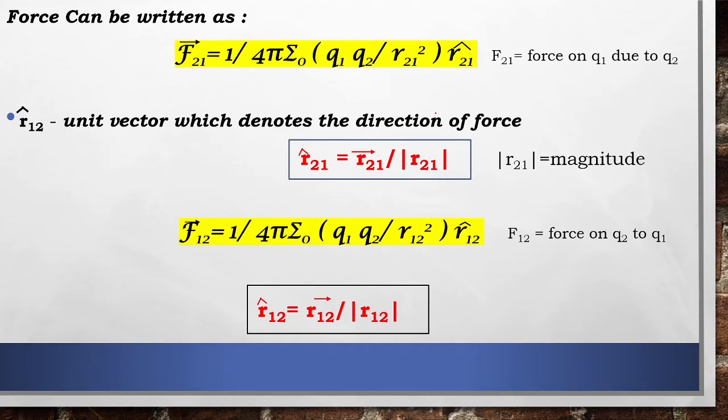This is the diagram. From this we are going to write the force in vector form. Force F21 is equal to 1 by 4 pi epsilon 0, Q1 Q2 by R21 square, R21 cap, where F21 is the force on Q1 due to Q2. And what is this R21 cap? It is a unit vector which denotes the direction of force, and this unit vector can be written as R21 cap is equal to vector R21 divided by the magnitude of this vector, that means modulus of R21, where modulus of R21 is the magnitude. Let me give you an example.